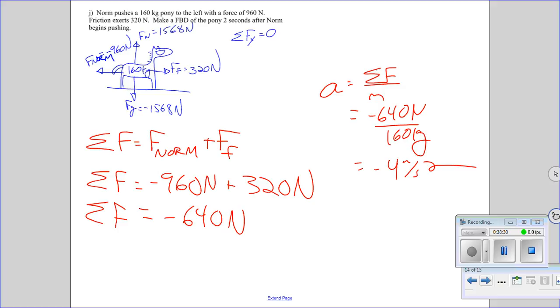So if Fy wasn't 0, would the net force still be Fy plus Fx? Yes, but you'd have to do vector addition. You'd use your components. You'd have a vertical component, a horizontal component, and then you'd find your hypotenuse.